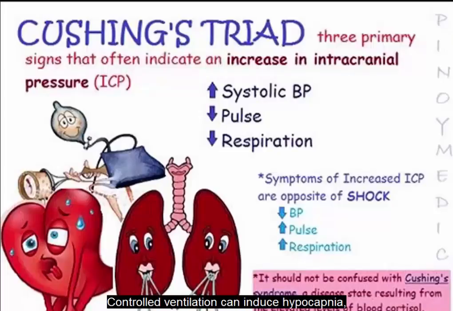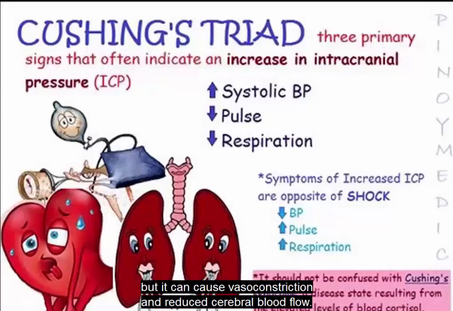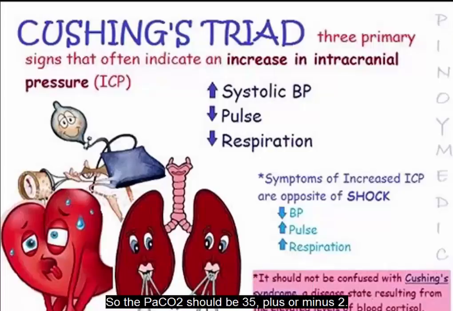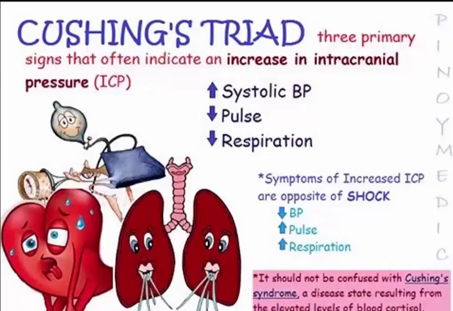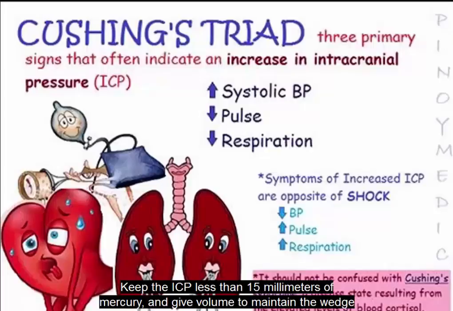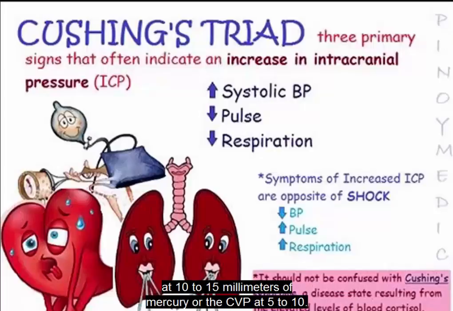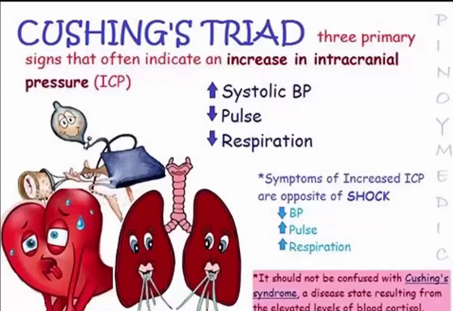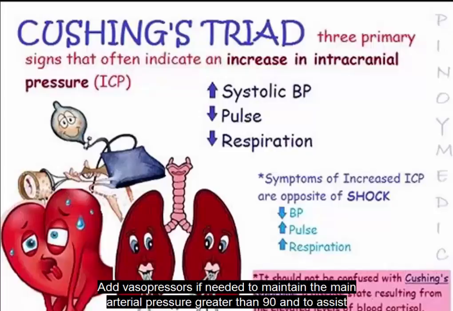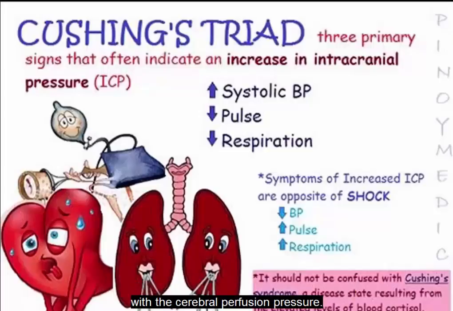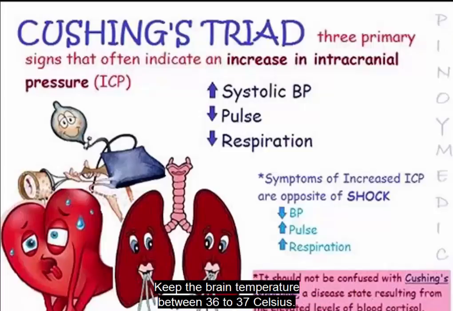Controlled ventilation can induce hypocapnia, but it can cause vasoconstriction and reduce cerebral blood flow. So the PaCO2 should be 35 plus or minus 2. Remember, 33 to 37. Keep the ICP less than 15 millimeters of mercury and give volume to maintain the wedge at 10 to 15 millimeters of mercury or the CVP at 5 to 10. Add vasopressors if needed to maintain the mean arterial pressure greater than 90 and to assist with the cerebral perfusion pressure. Keep the brain temperature between 36 to 37 Celsius.